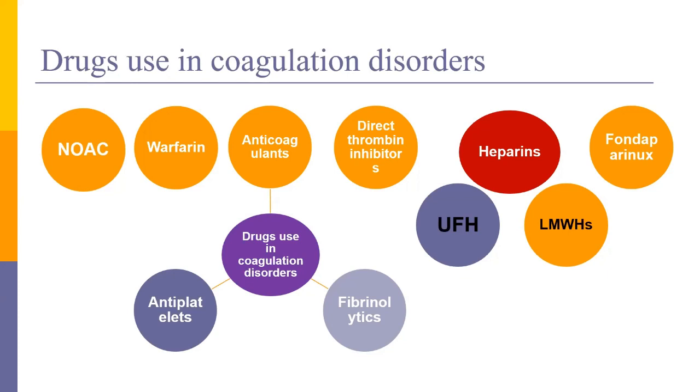There are many drugs used in managing coagulation disorders: warfarin, the anticoagulants, antiplatelets, fibrinolytics, then the direct thrombin inhibitors, fondaparinux. But our major concern today, since it is enoxaparin, is the heparins. And in the next slide, you shall know what UFH is, the unfractionated heparin, and the low molecular weight heparins. So next slide, please.